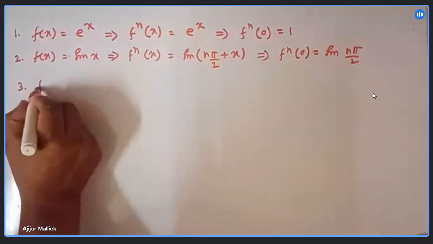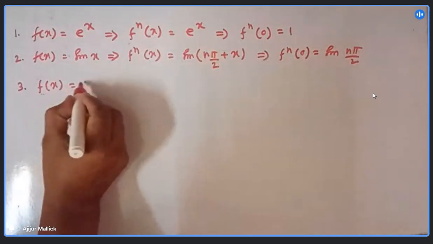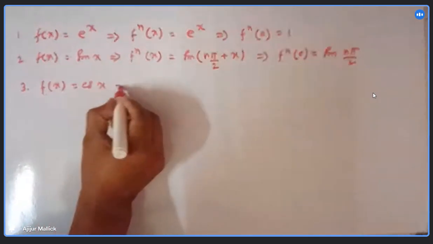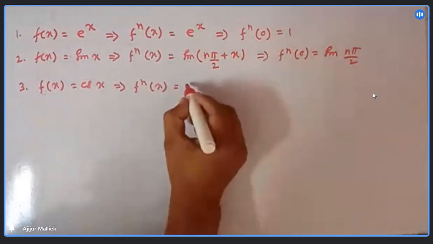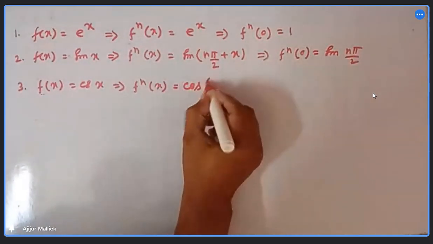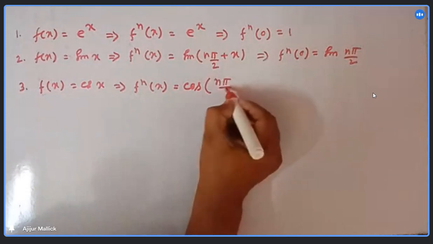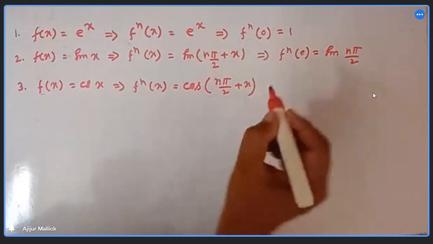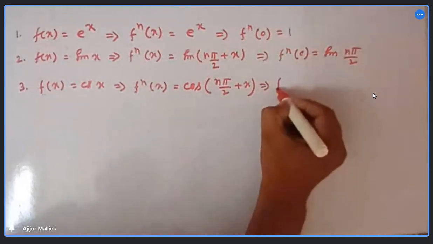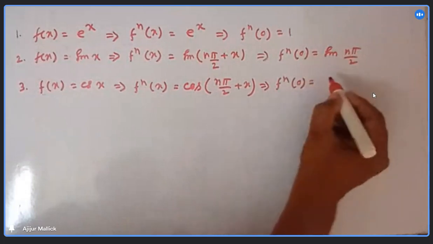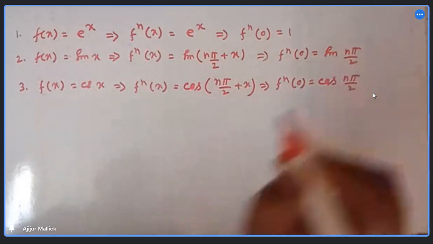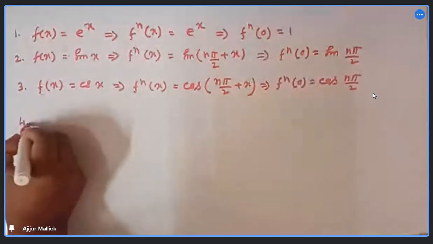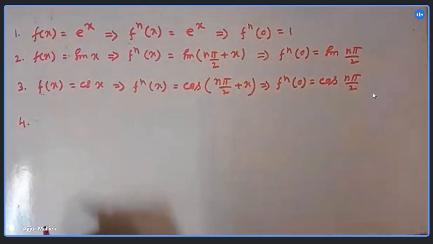Similarly, if f(x) is equal to cos x, then its n-th derivative will be the same thing: cos of n pi by 2 plus x. So this implies f^n(0) is equal to cos(n pi by 2). Number four, mainly these functions are important.